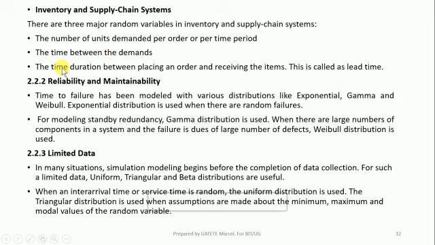Also, you can calculate the time duration between placing an order and receiving the item. You can't expect that the time between placing an order and receiving the item will be unchanged. It can change. It will depend on various factors. If there is heavy rain, the shipping company will take a longer time to bring the items. So these three variables can affect our distribution.